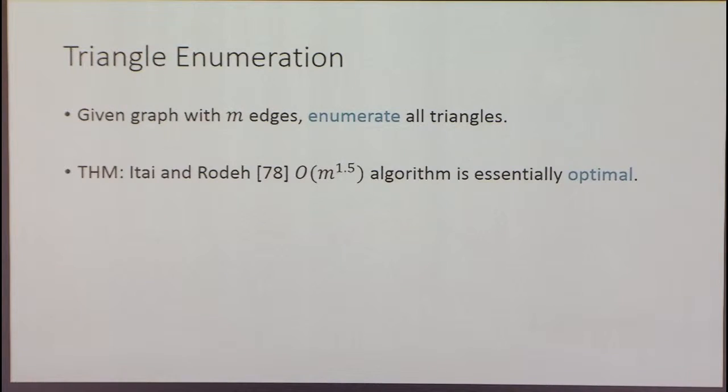So the triangle enumeration problem is we're given a graph with m edges and we want to enumerate all the triangles. Okay? And a theorem that I'm going to quickly prove right now is that Itai-Rodeh's algorithm from '78, which takes m to the 1.5 time, where m is the number of edges, is essentially optimal. Meaning that we don't expect an m to the 1.49999 algorithm. Okay? So essentially optimal means ignoring all sub-polynomial factors.